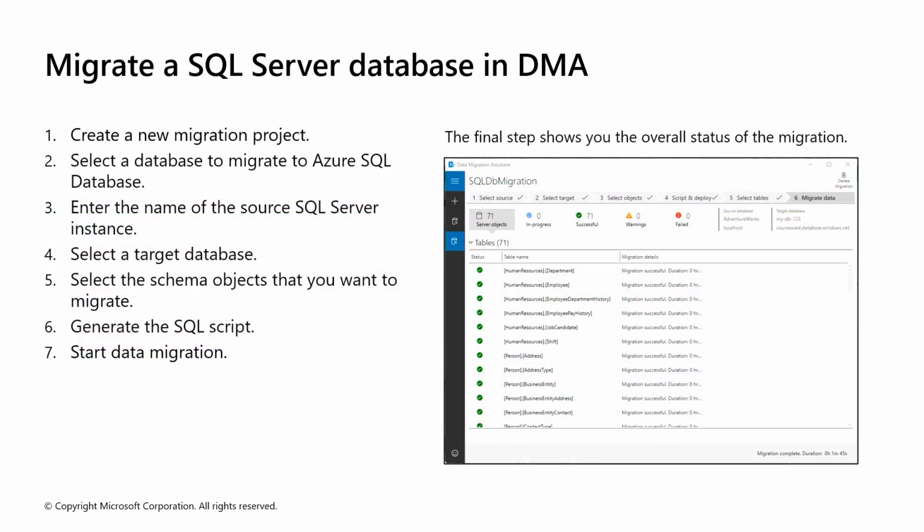Migrating a SQL Server database to Azure SQL Database involves a sequence of actions. First, you will create a new migration project, which sets the stage for the entire process. We have seen that it is very important to properly select the source and then the target databases to ensure compatibility. As you choose the schema objects for migration, consider which elements are essential for your application functionality. Then, we can generate the SQL script and then finally start the migration. The sequence of actions not only streamlines the migration, but also minimizes the potential disruption to your operation.